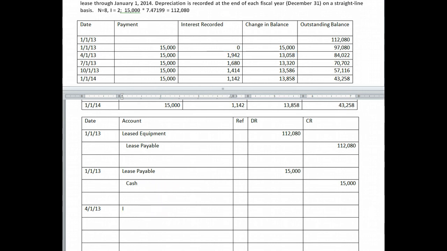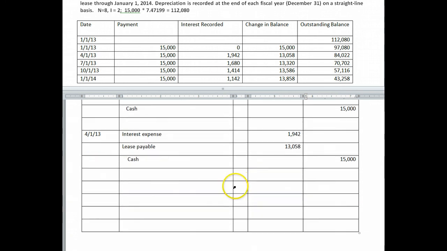So the entry would go interest expense, and we're going to pull that straight $1,942 off of our amortization chart. Then we're going to show our lease payable. Our lease payable is going to be the $13,058, the actual reduction, and that leaves us with the cash payment, which we know to be $15,000. So that would be our entry on April 1st. Now, July 1st would be the exact same concept.